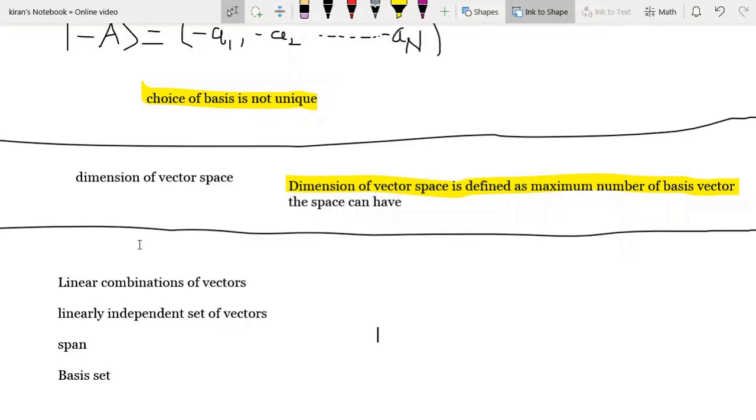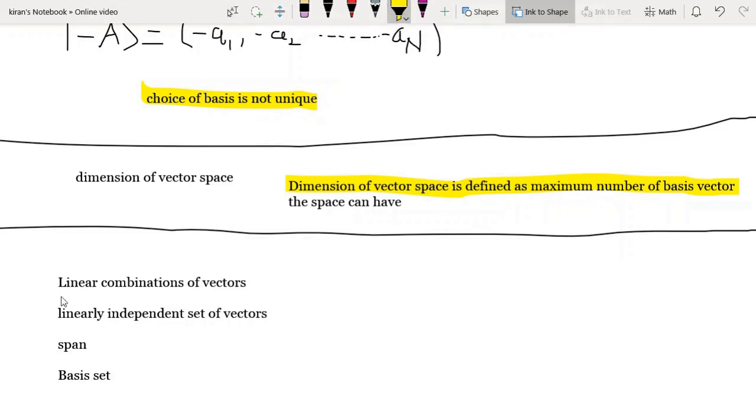What is a linearly independent set of vectors? If you form a set and from that set you cannot represent any vector as a linear combination of the other vectors, then that set is called a linearly independent set of vectors. What is span? If I have a set of vectors and any vector from a vector space can be represented as a linear combination of that particular set, then that set is said to span the vector space. What is a basis set? A basis set is a set of linearly independent vectors which span the vector space.